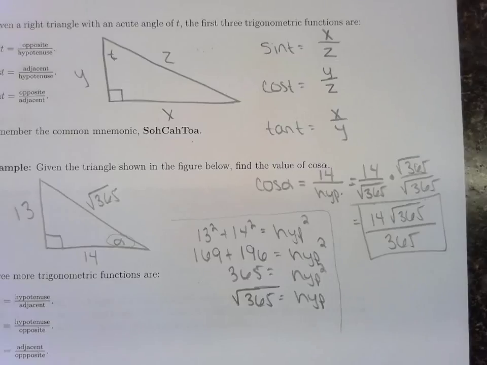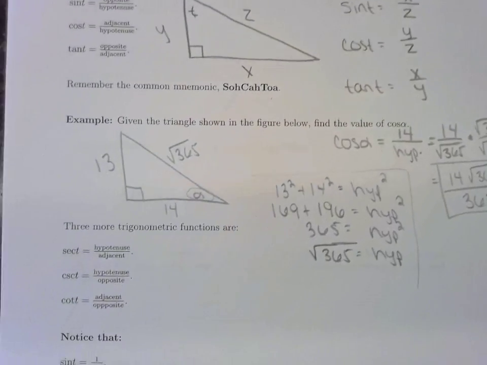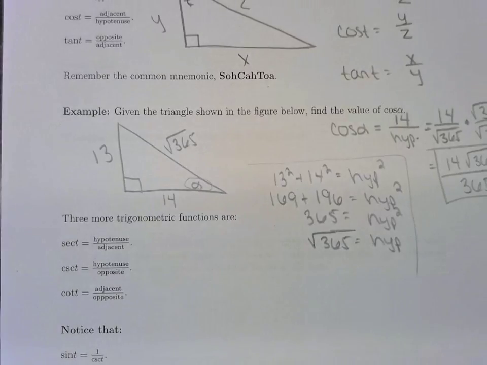Okay, 3 more functions are, we have secant t, which is hypotenuse over adjacent. Cosecant t is, oh sorry, I didn't move this over. Cosecant t is hypotenuse over opposite, and cotangent t is adjacent over opposite. Notice that these are just flips of sine, cosine, and tangent.